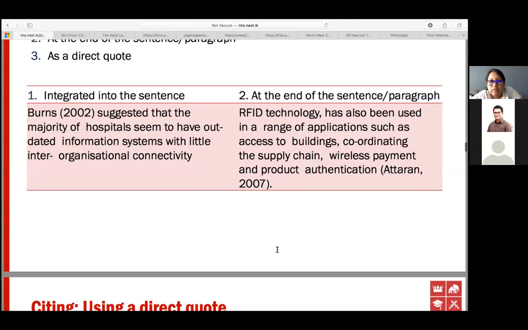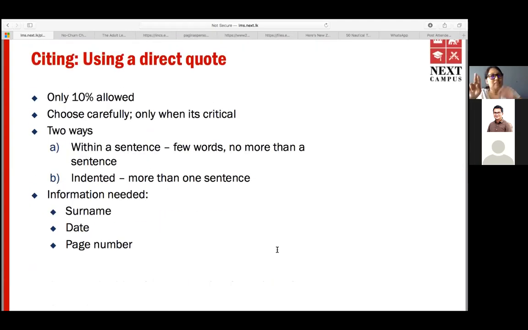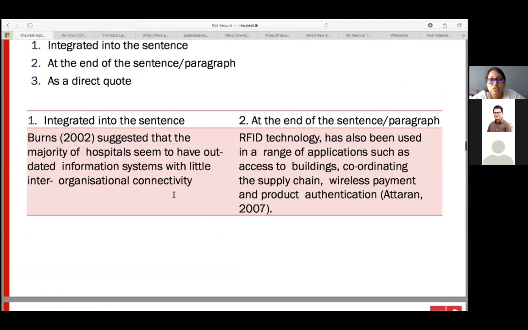And of course, the third one is you write it in direct quotes. But of course, I don't like direct quotes a lot. So if you are using it, why you should use direct quotes is if the words of the author are so awesome that you think that's the best way to put it and there's no other way to put it, then it's okay, you can use it as a direct quote. Like when it's critical. Otherwise, don't. Always try and use these two methods when you are citing other people's work.